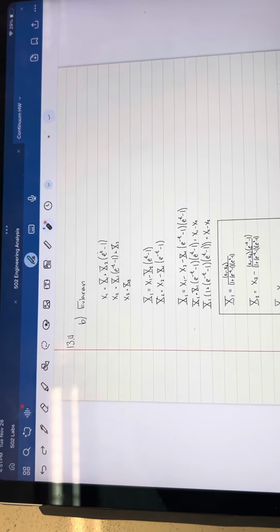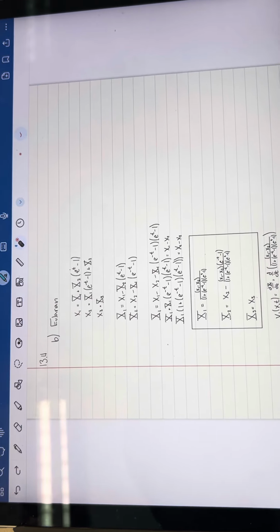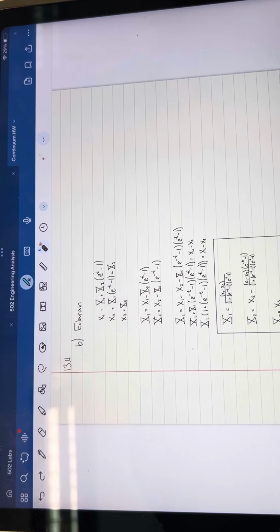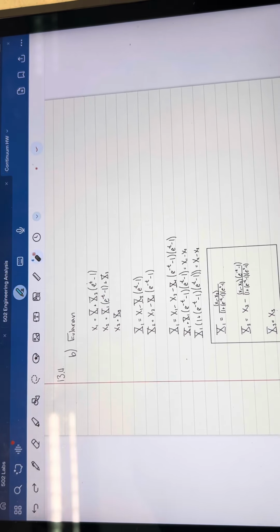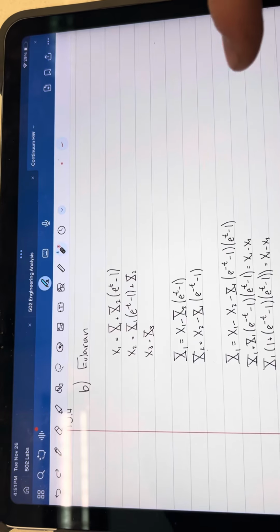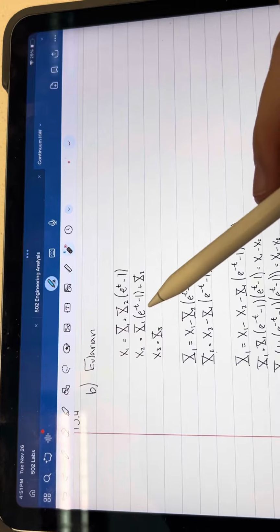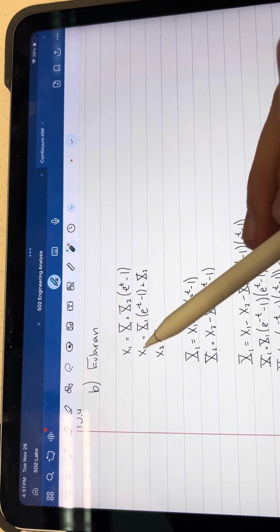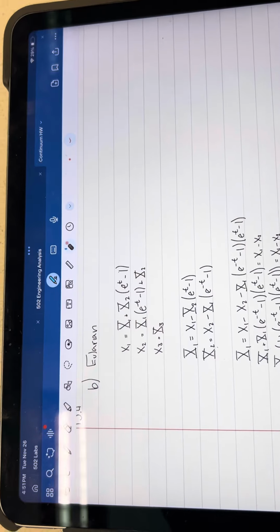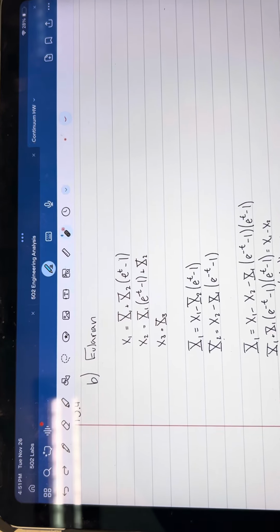Hi, I'm going to go over 13.4b for the Eulerian description of velocity. B and C, I feel, are a little bit harder just algebraically, so I wanted to approach them in a couple of separate videos. These are the given x's that we were given in the Lagrangian description. The first thing we're going to want to do is translate them over to the Eulerian description.